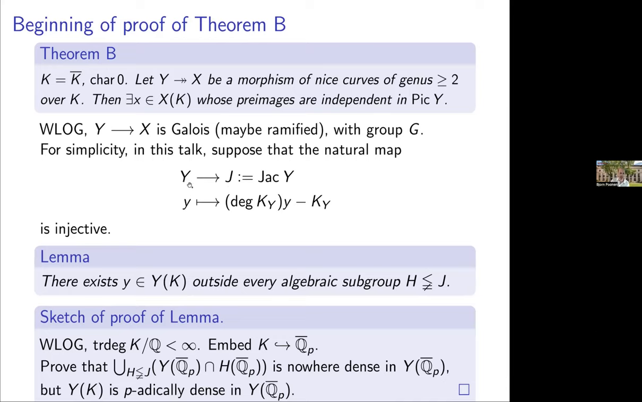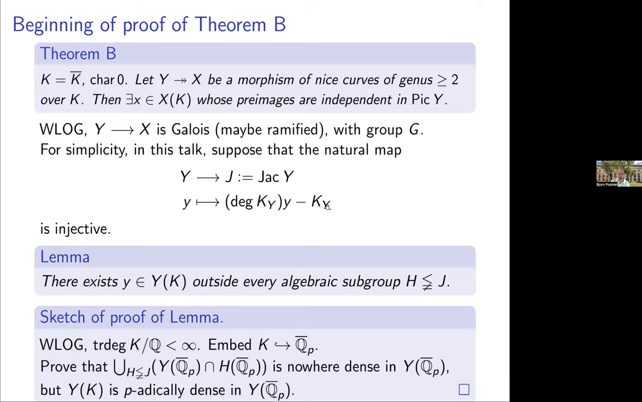So what you can do instead of choosing a base point is use the canonical divisor as a substitute for the base point. We're talking about a curve of genus at least two, so the canonical divisor K has positive degree. And you can use a modified Abel-Jacobi map. Normally little y goes to little y minus the base point, but that doesn't quite work because this is not degree one. So you multiply the little y by the degree, 2g minus 2.